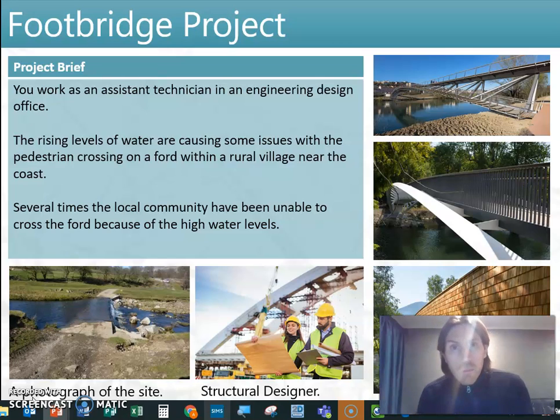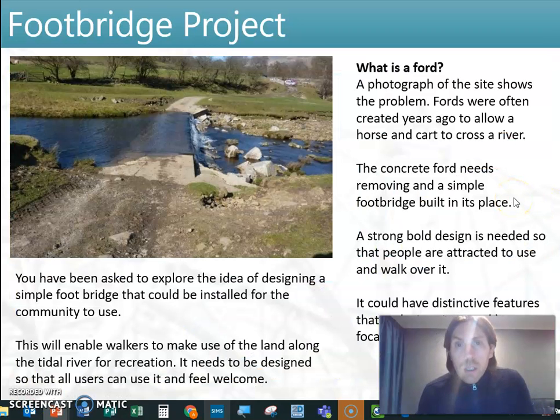So it's a footbridge. Now, the footbridge is across a ford, and a ford is a waterway. In the old days, horses and carts used to be able to cross a river using a ford. If you look at the picture, you can see what it is. They've just built up the river, in this case with concrete, so you can go across it very easily. Perfect if you're in a horse and cart. If you're on foot or if you had a buggy, this is not a good situation for you, getting wet feet. So we really need a footbridge.